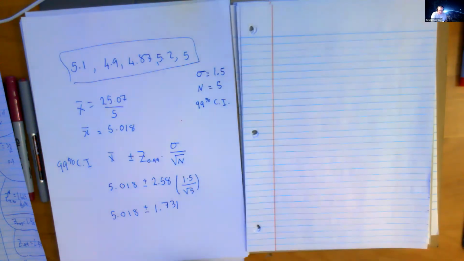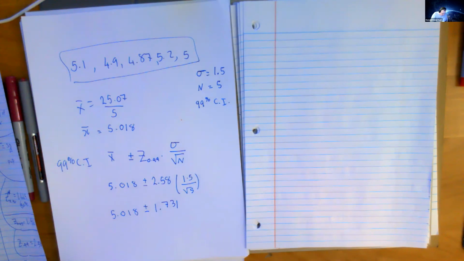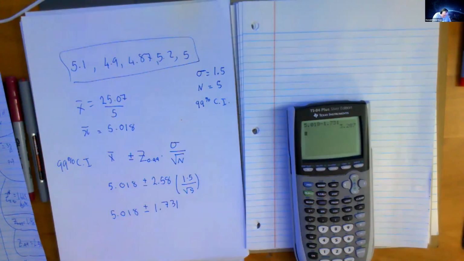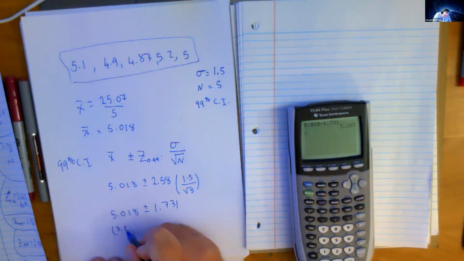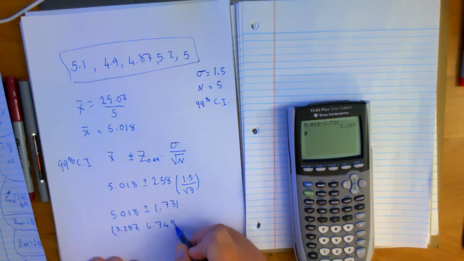So I'm going to take this number and subtract that and this number and add it. Remember, this is called the margin of error. So let's see what we got. 5.018. Take away 1.7. Yep, got it. Okay, thank you for telling me that. So that's 3.287. And on the other side, it's 6.749. Wow.